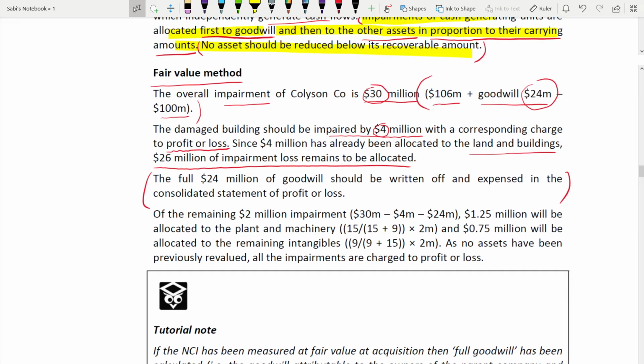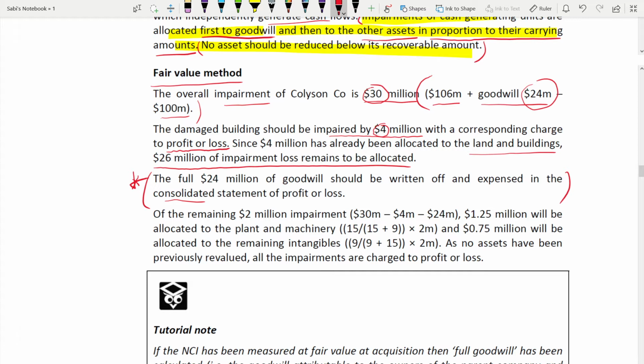Okay, so this is that sentence only. They're showing the impact on the consolidated. The word consolidated will tell you, you have to write it. So the full 24 million of goodwill. We have a goodwill also, so this should be written off as an expense in the consolidated statement of profit or loss.